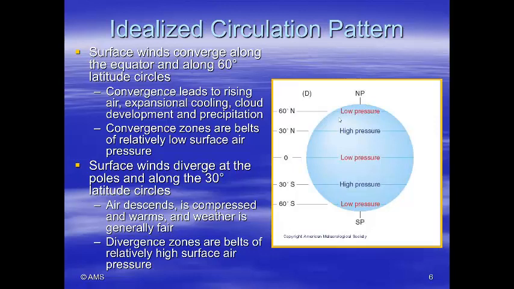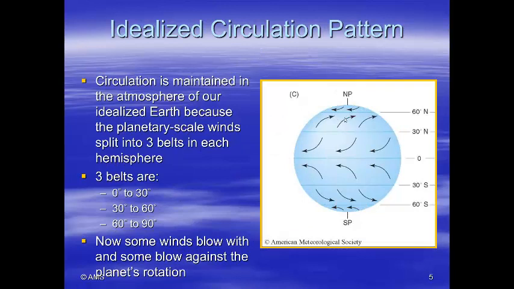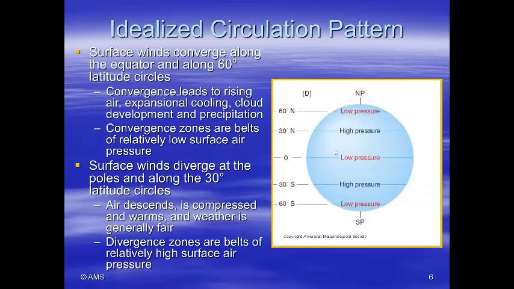So if we go back one slide, we see at 0 degrees along the equator, we get convergence. And we also see that at 60 degrees, we also get convergence. At 30 degrees, we see that we get divergence. So at 30 degrees north and 30 degrees south, we get divergence.